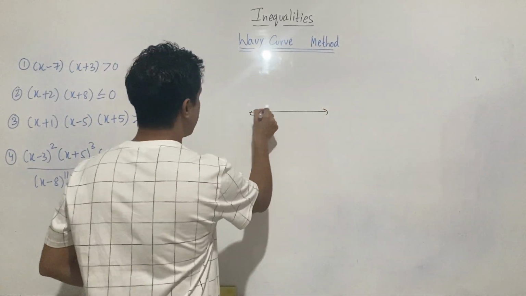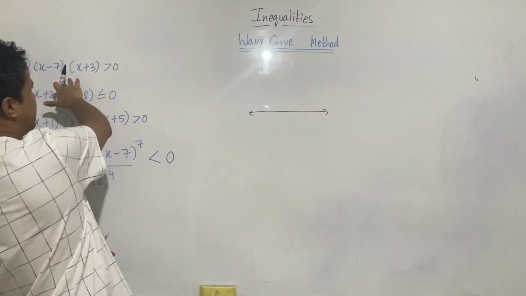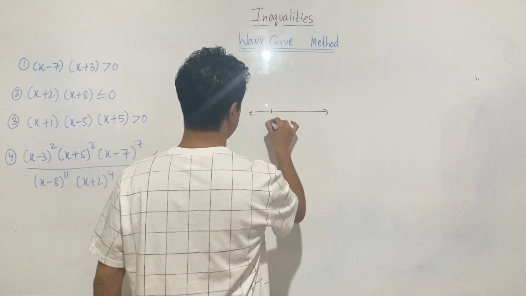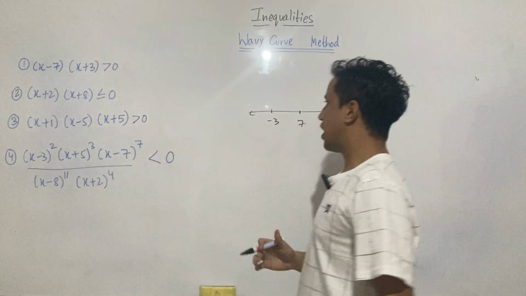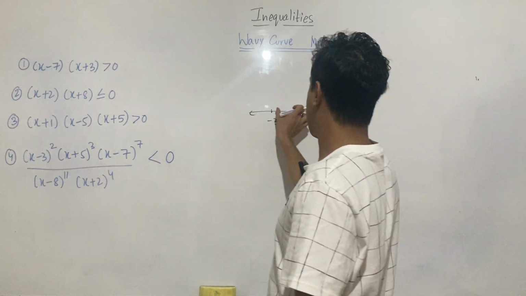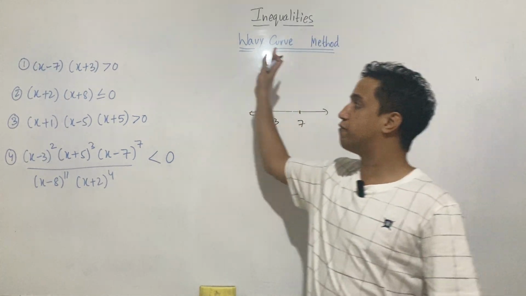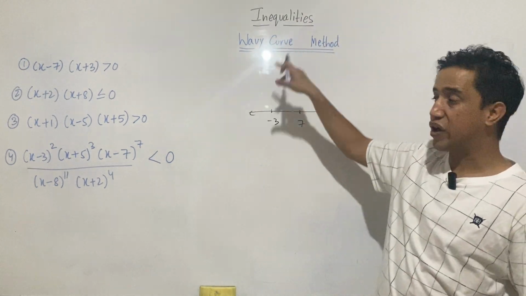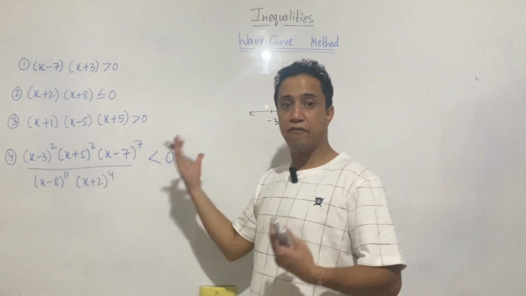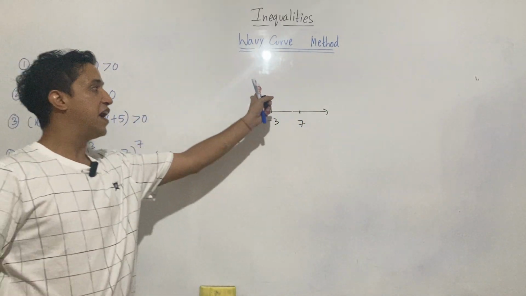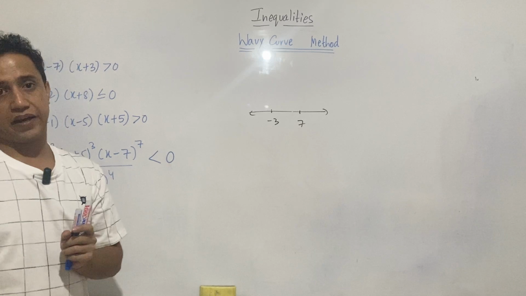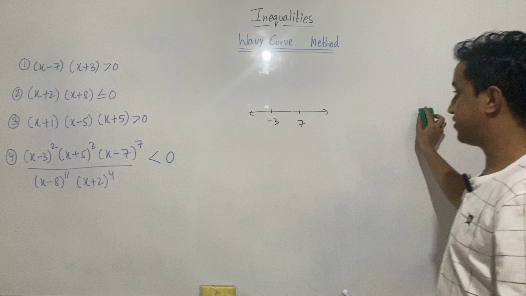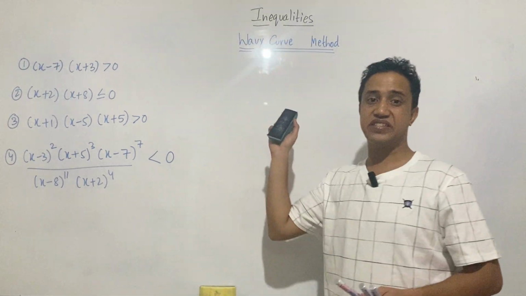Let's say that we are given this case. Here I have -3, here I have -7. Now if I have to solve this inequality, I have three intervals, so where the whole function is going to stay positive or negative. Using this method, we can determine where the function is going to be positive and where it is going to be negative. The beauty of this method is that it is time saving.